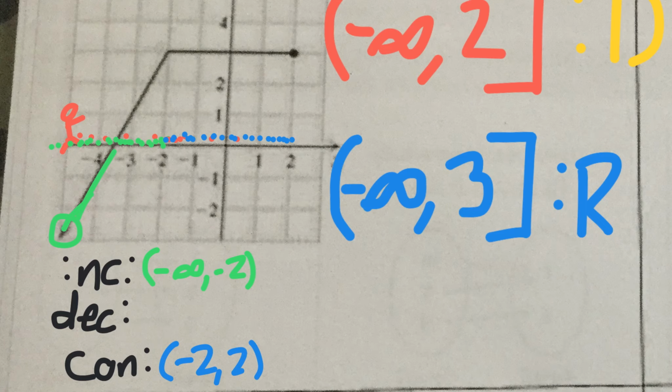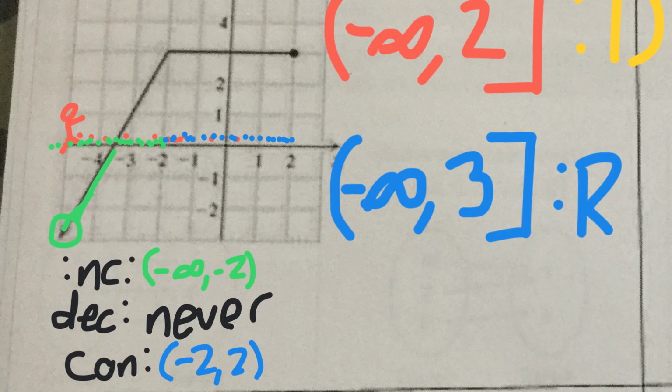And then the graph stops. Nothing happens after 2. That's the end of my graph. So it is never decreasing. From the moment the graph starts, it's increasing until it gets to -2. And then it is constant from -2 to 2, and then the graph is over.